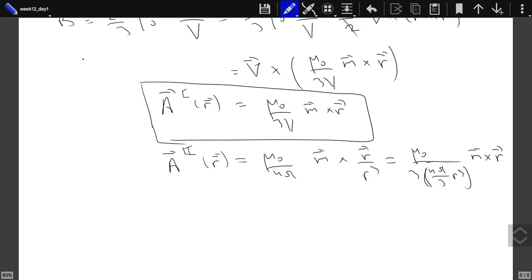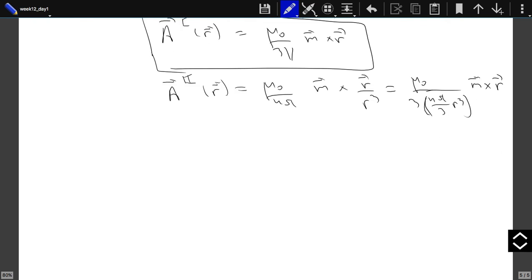Now, for electrostatics we said the scalar potential is continuous. For magnetostatics, as a vector, the vector potential is always continuous. You see, it's important that you understand why it should be continuous rather than memorizing that it is continuous.